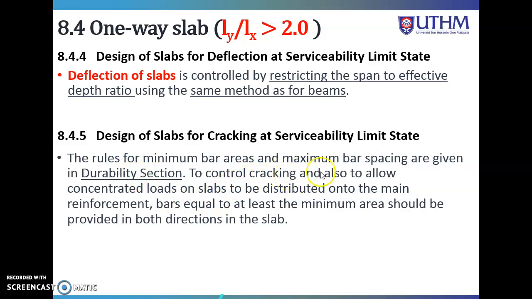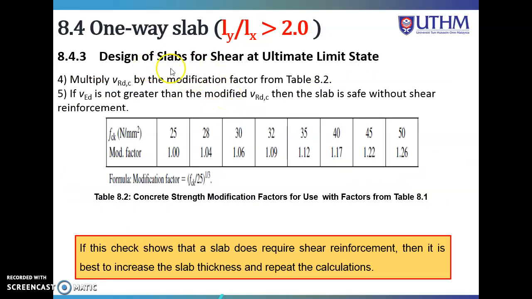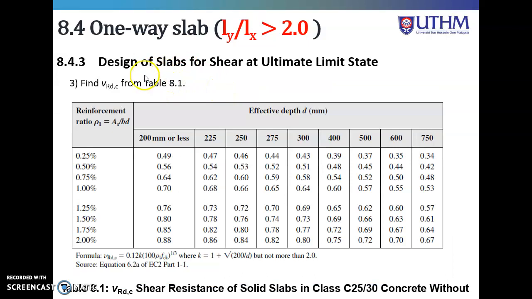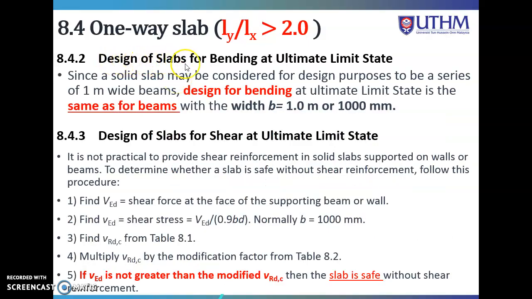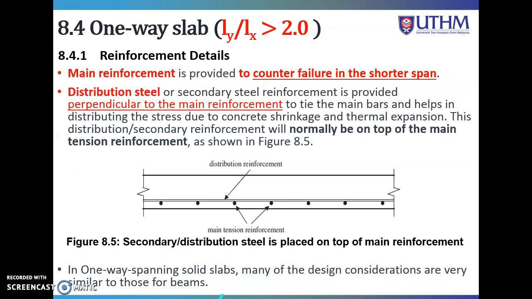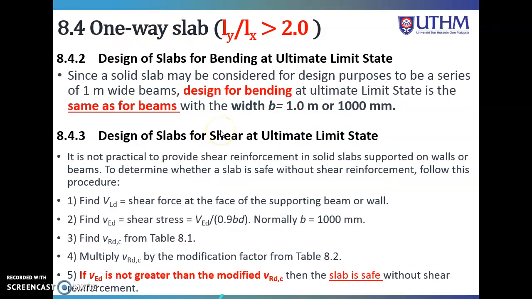Okay. To control the cracking and also allow the concentrated load on slab to be distributed on the main reinforcement, bars equal to the least minimum area should be provided in both directions in the slab. Okay, so we have design slab for cracking, design slab for deflection, design slab for shear, design slab for bending, and the reinforcement detail. So this will focus on the one-way slab sahaja only.